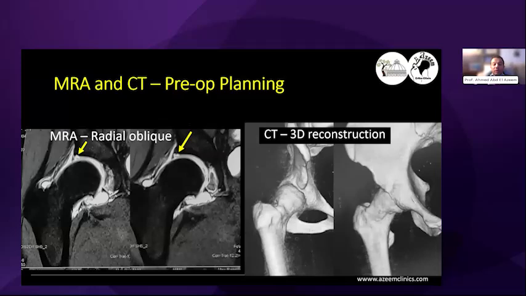To go to a more specific or sophisticated imaging is the MR arthrography using a special sequence, which is the radial oblique sequence, as well as using the very helpful 3D reconstruction to identify the extent of your cam, how much you will go and remove this cam from the anterior to the most superior part.